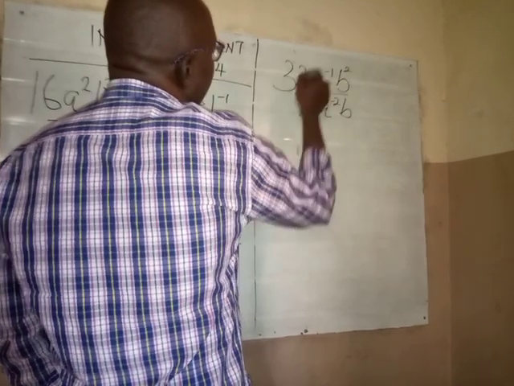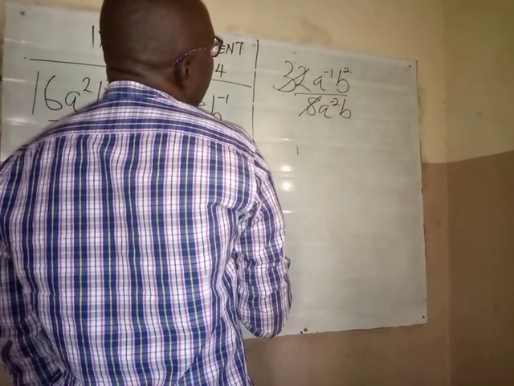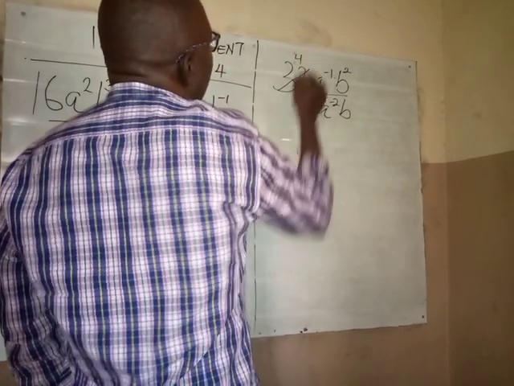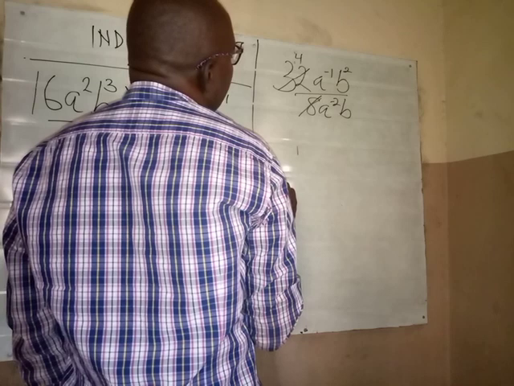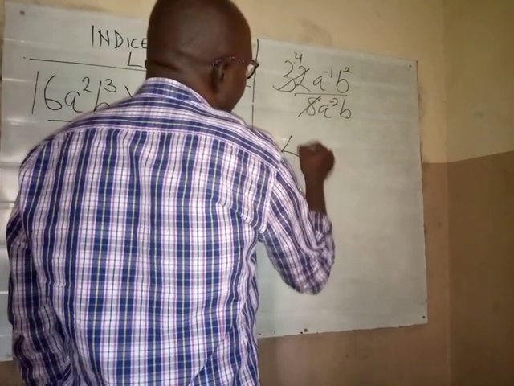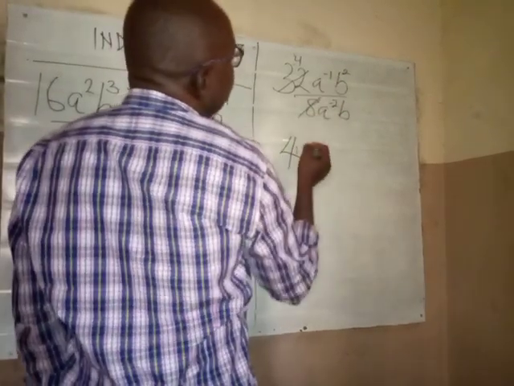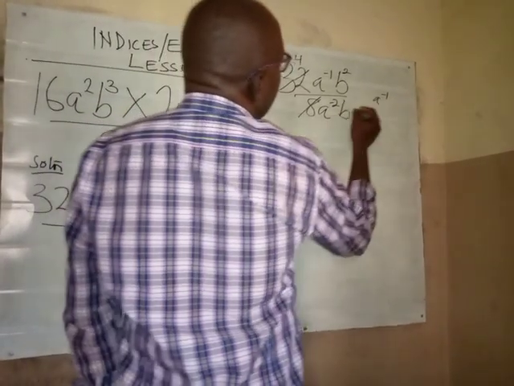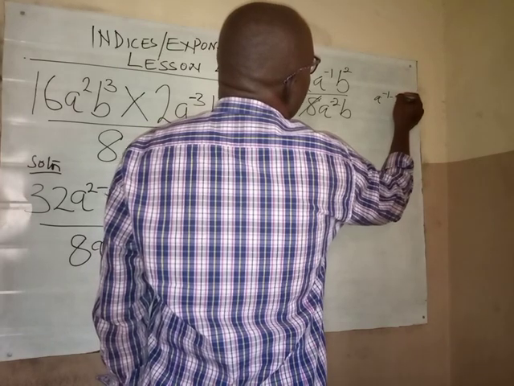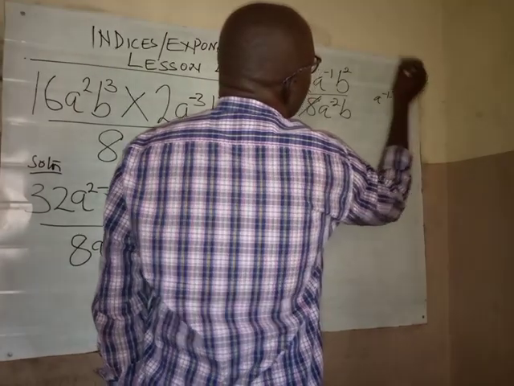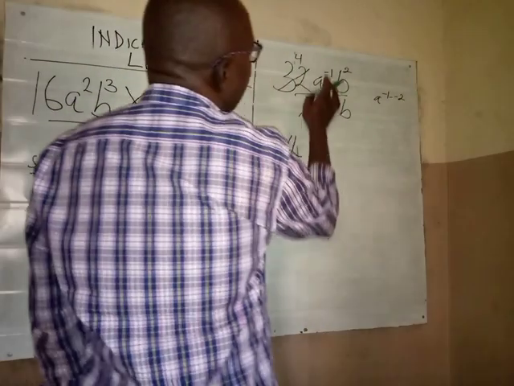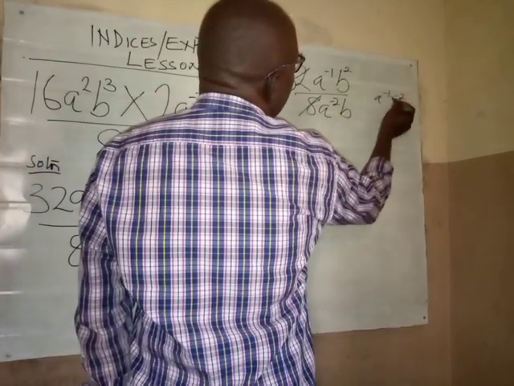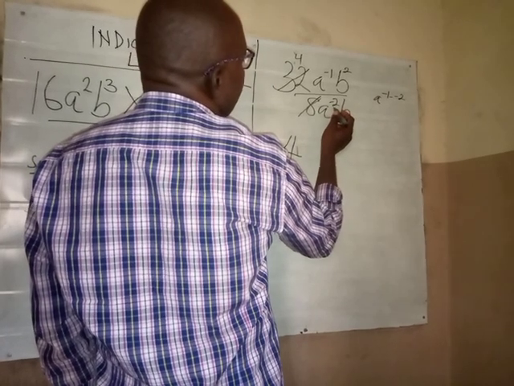What we do here, we simplify by cancelling 8 and 32. We now have 4, because 32 divided by 8 gives me 4. Then for a, I now have a raised to power 1 minus 1 minus minus 2. This minus is already here, which is this one. Then the minus as a result of division is this one. Then this minus that is existing is this one.